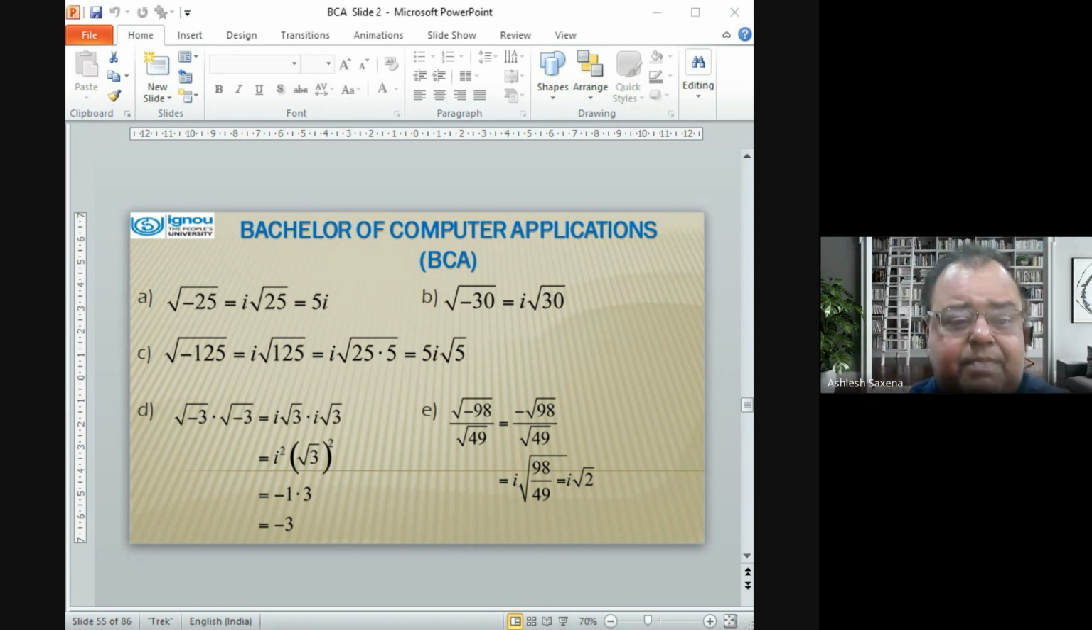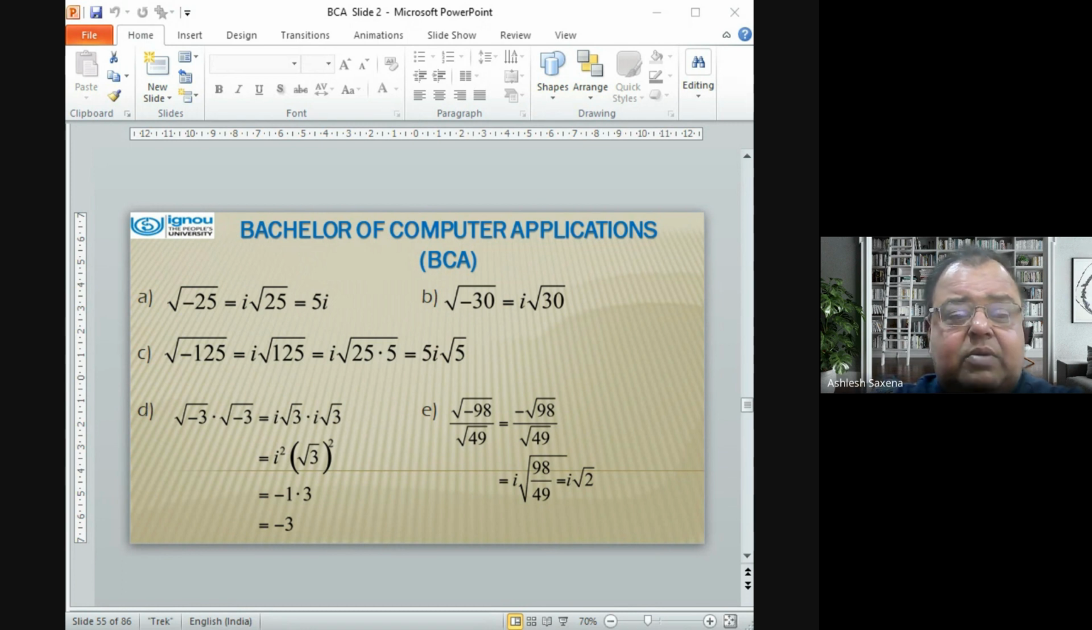Now, in example number 4, what is happening? Under root minus 3 into under root minus 3. It is iota square into under root 3 whole square. So it will be reduced to iota square is minus 1. Don't get confused that minus 1 into minus 1 will be plus 1. It's not like that. These are two different identities. So that is why we have written i square. I square means minus 1 into 3, that is minus 3.